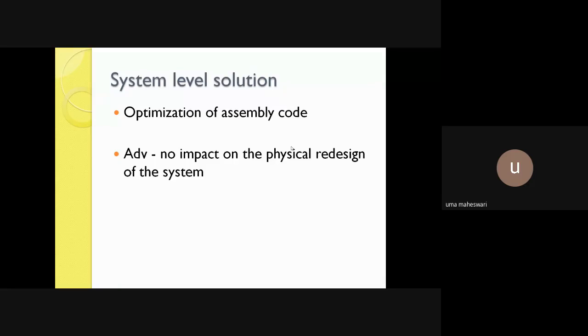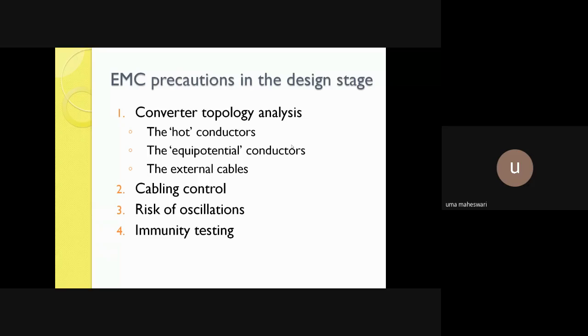For the system level, as discussed previously, we can have optimized code. The advantage is there is no impact on the physical redesign of the system. So as much as possible, we can solve in the system level and design level solutions. After that, we can go for the hardware solutions. Coming to the EMC precautions in the design stage, converter topology analysis has to be done, cabling control, which is the main factor, risk of oscillators, and immunity testing. We'll see in brief what the precautions are in the design stage.